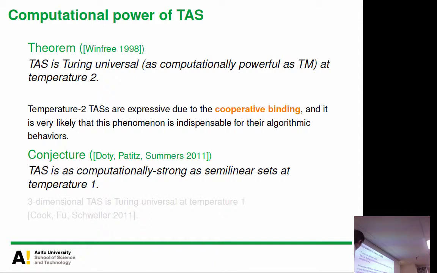But the question is the following. Temperature 2 means that you need strong binding and weak binding. These different energy levels make the implementation way harder. If you do not have to use 2 different strengths, then experimental people are quite happy. So the conjecture is this: if a tile assembly system is at temperature 1, is it still Turing universal or not?